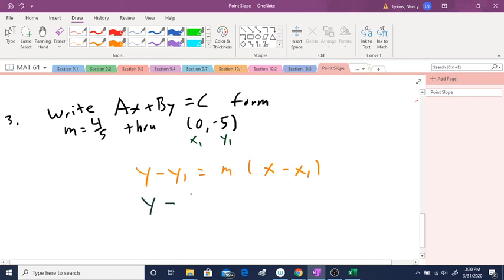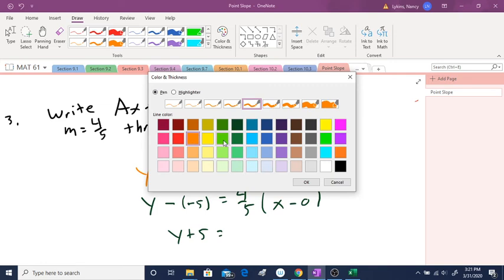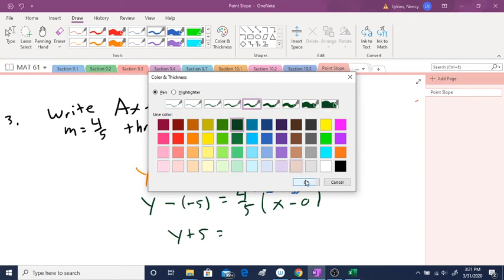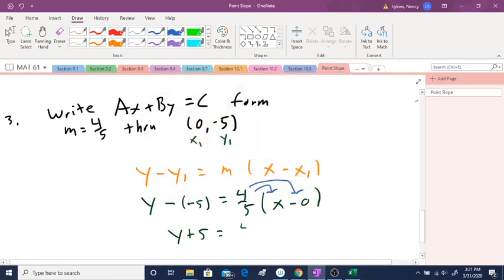Y minus, my y1 is -5, so I'm going to put in parentheses -5. My slope is 4/5. And my x minus, my x1 is 0, so minus 0. Two negatives right here, so when I have y minus a negative, it makes it a positive. I can distribute my 4/5 to both my x and my 0. So in this case, 4/5 times x is just 4/5 x. 4/5 times 0, or a -0, is 0.